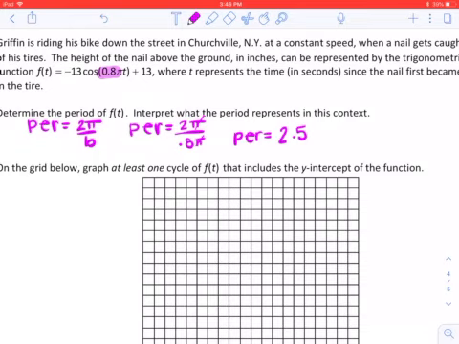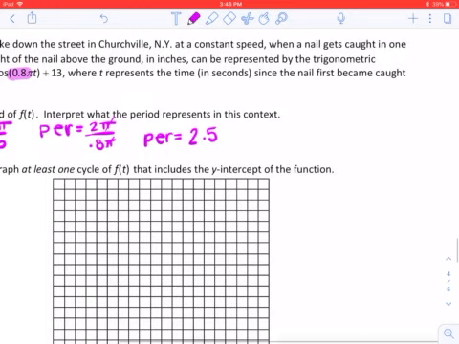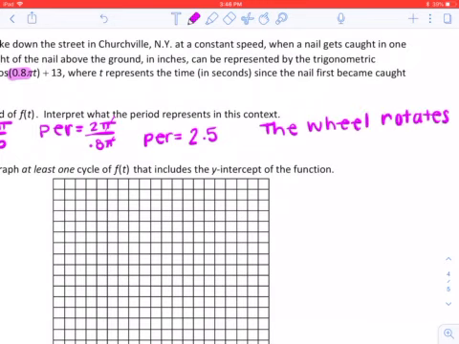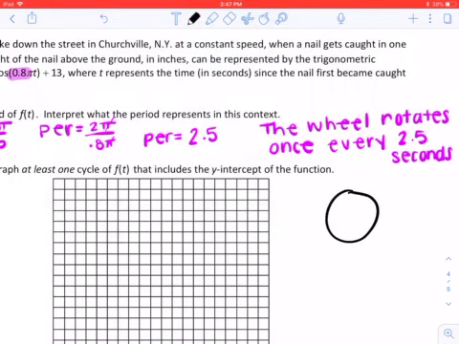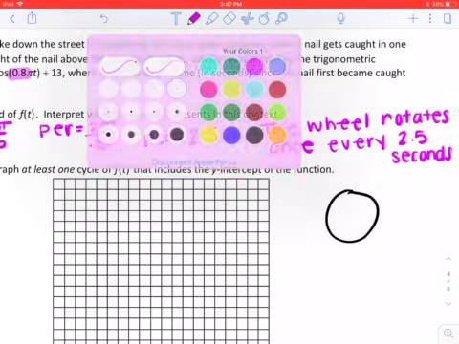So this is talking about a wheel and a nail. So the period means that the wheel rotates completely around once every 2.5 seconds. Because you have this wheel and he drove over a nail. I'm going to draw the nail.